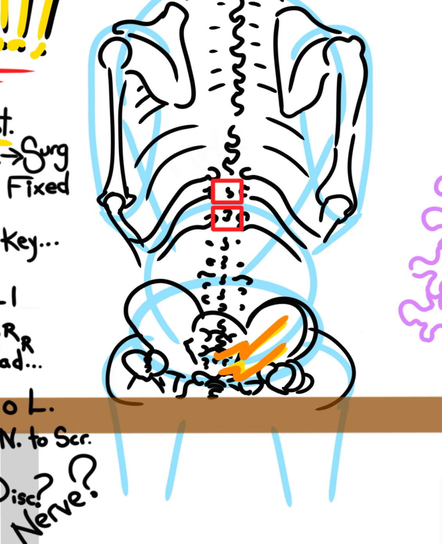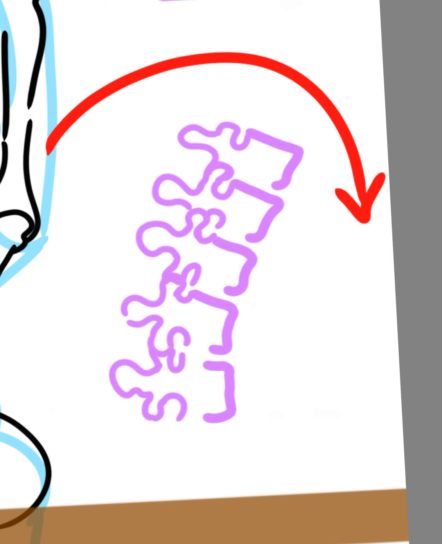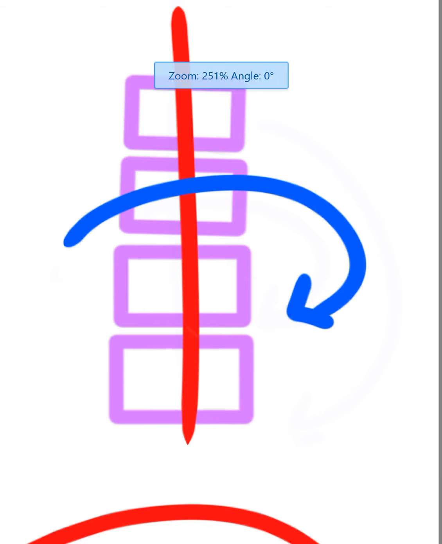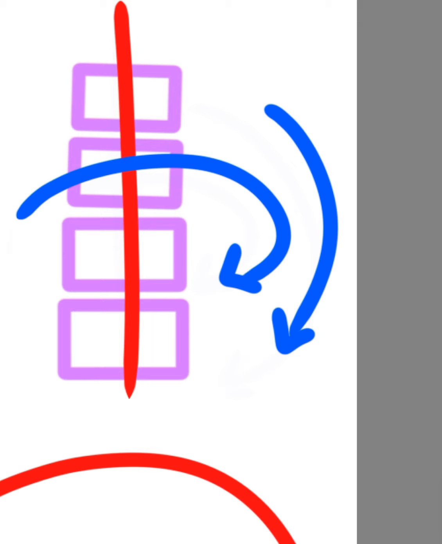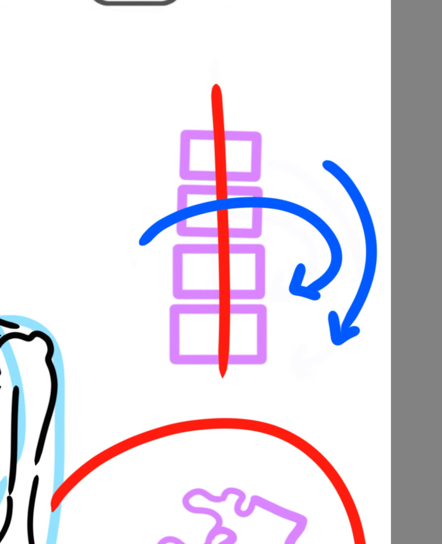And to explain, let's just switch to a side view. So that T11 to L1 area, more specifically around T12, was flexed forward. It was forward bent. At the same time, if we throw in a vertical axis here, it was rotated to the right, and it was also side bent to the right in a bad way, a not good way, a rigid, very much stuck way.